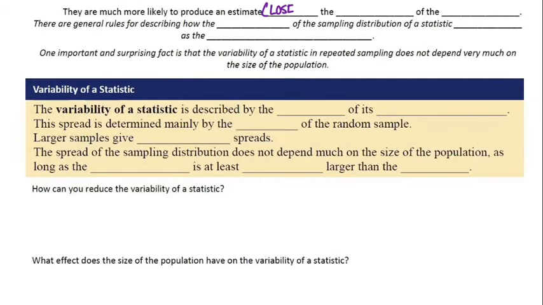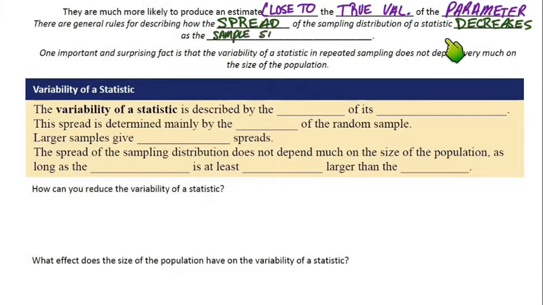So continuing with that thought, they are much more likely to produce an estimate close to the true value of the parameter. There are general rules for describing how the spread of the sampling distribution of a statistic decreases as the sample size increases. And that's what we just looked at with that diagram. The spread decreases when the sample size increases. One important and surprising fact is that the variability of a statistic in repeated sampling does not depend very much on the population size.